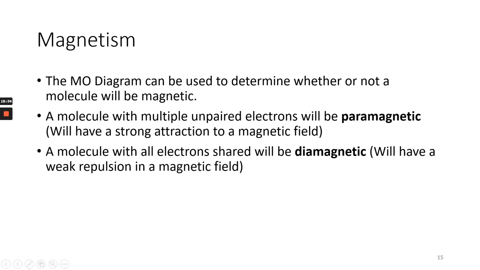Now, your molecular orbital diagram can also be used to determine whether a molecule is magnetic or not. And there are two types of magnetic. There's paramagnetic, and that's when you have unpaired electrons. Unpaired electrons will form paramagnetic, and they will be attracted to magnets. Then you have something called diamagnetic, where there are no unpaired electrons. Everything is paired, and that will give you a weak repulsion to the magnetic field.